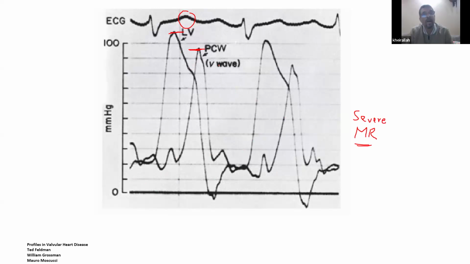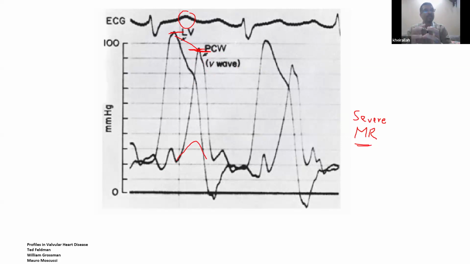Sometimes they even call it ventricularization of the V wave. Ventricularization, why? Because it is approaching the LV pressure. It's supposed to be small here. Now see how the V wave reaches. And remember we said the V wave is a systolic event due to venous return.